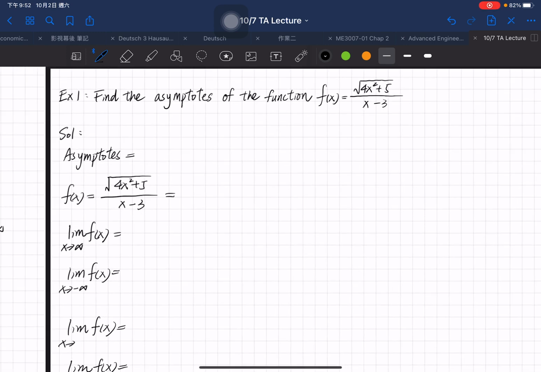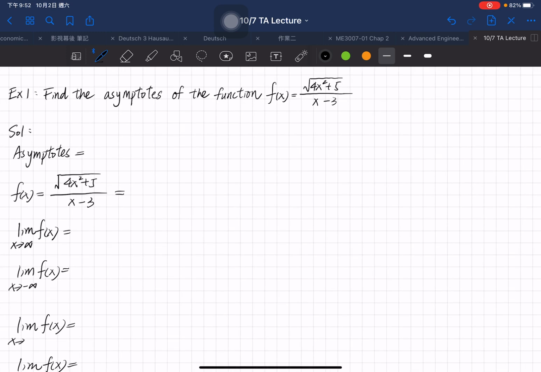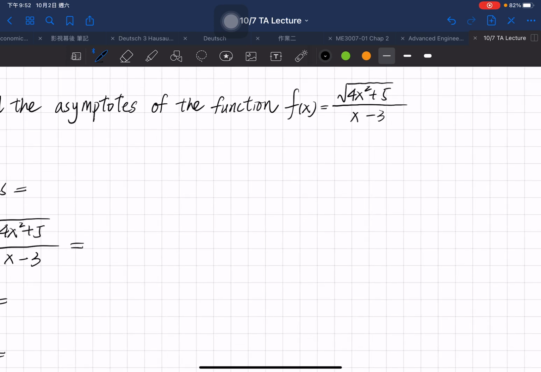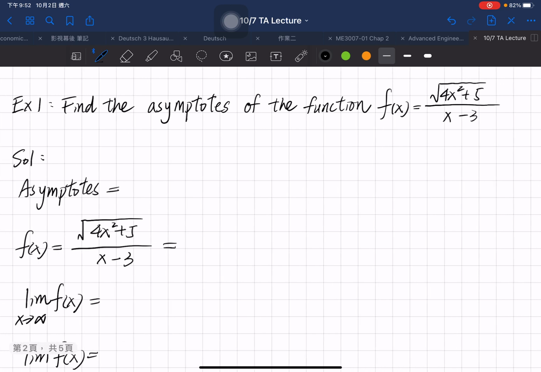The first one: we want to find the asymptotes of the function f of x equals the square root of 4x squared plus 5, over x minus 3. Make sure that when the question asks for asymptotes, here it means your horizontal ones plus your vertical ones. So don't forget to count both.